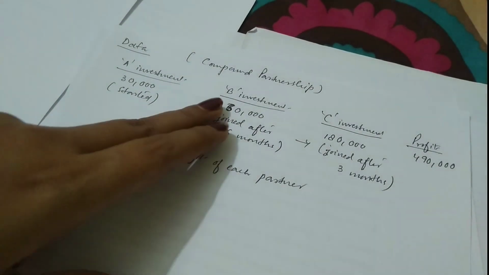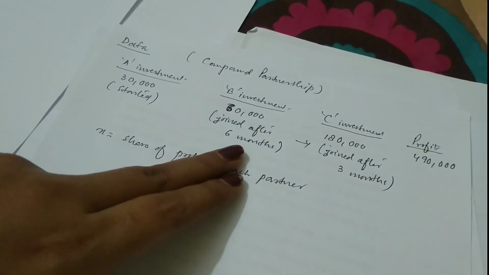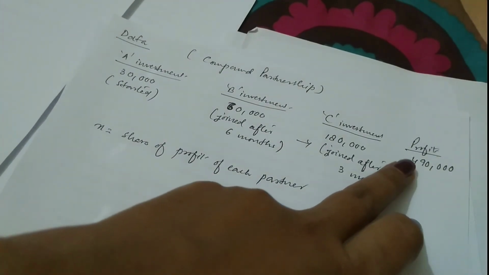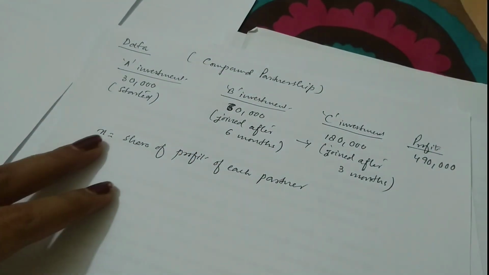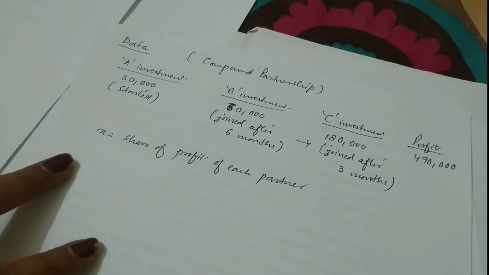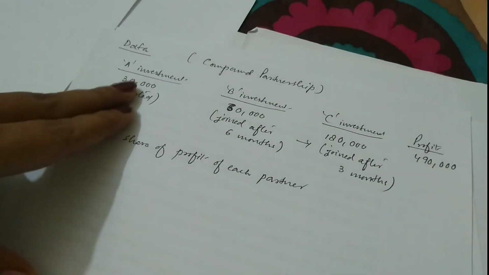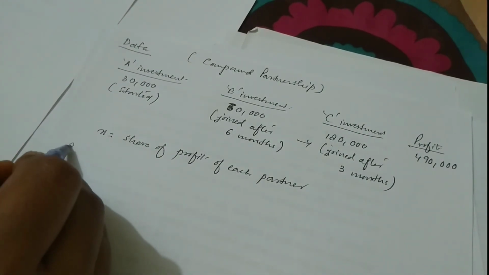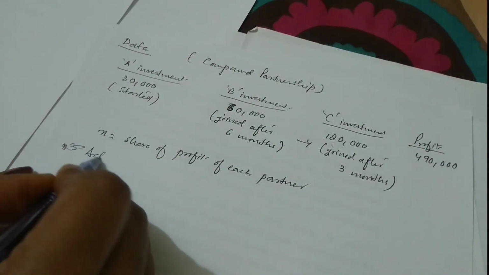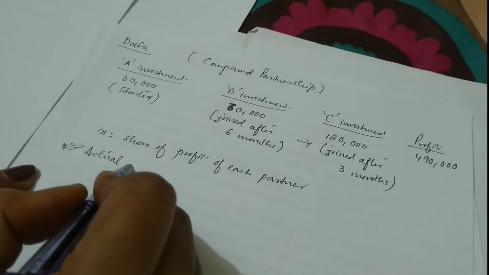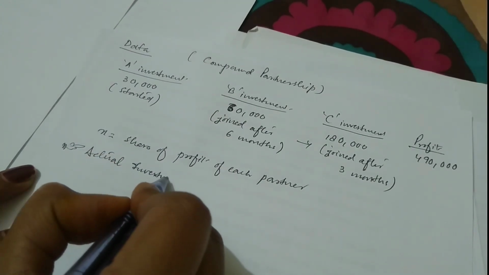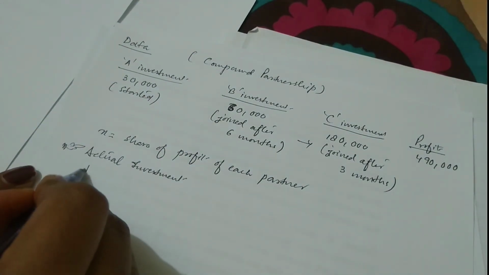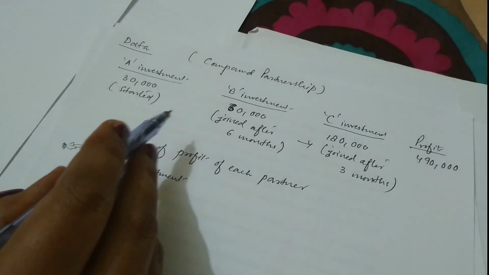In compound partnership, we have 3 investors and they've invested different amounts at different timings. As you can see, A investor invested 30,000 and started the business. B investor invested 60,000 and joined after 6 months. C investor invested 1,80,000 and joined after 3 months. The total profit that they earned was 4,90,000. Now we need to find out the share of profit of each partner, but before that we need to find out the actual investment.